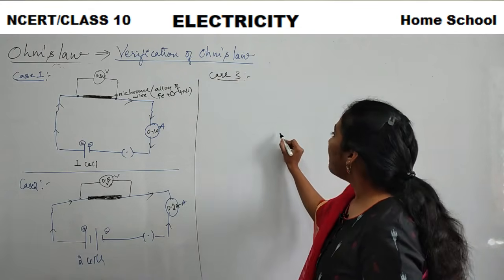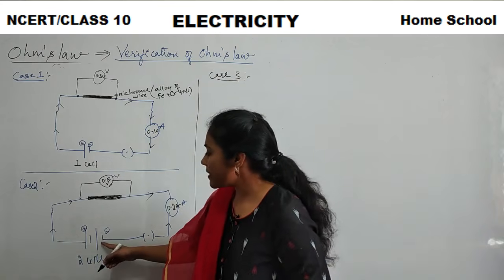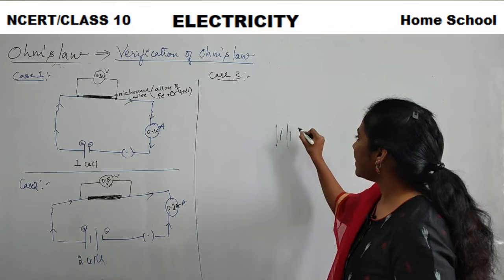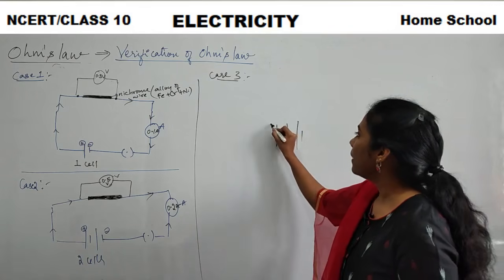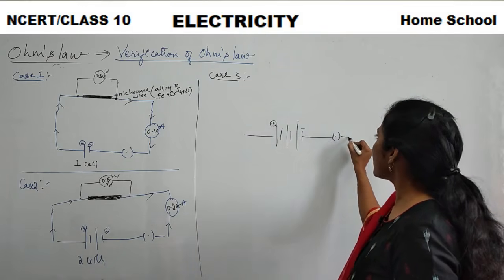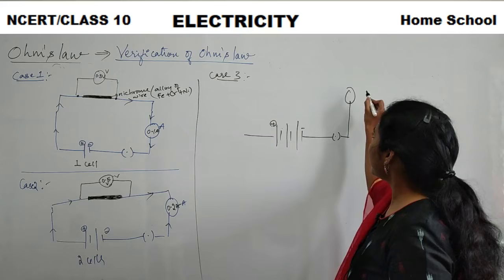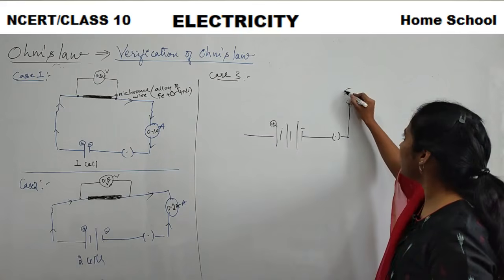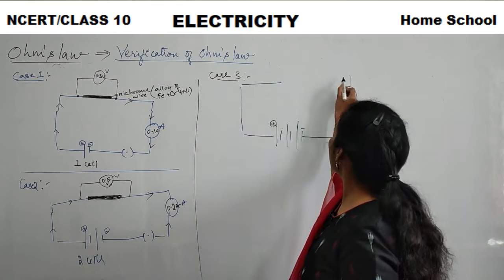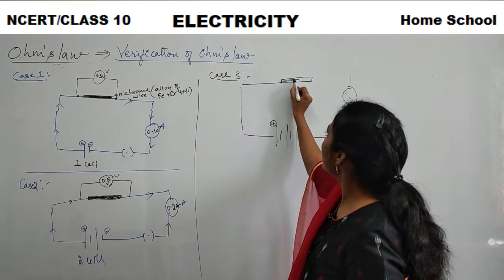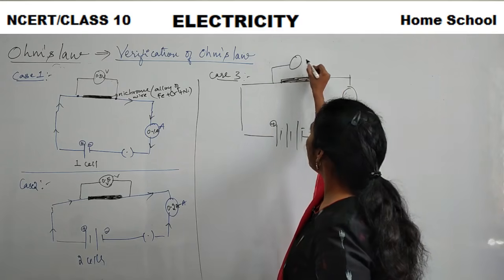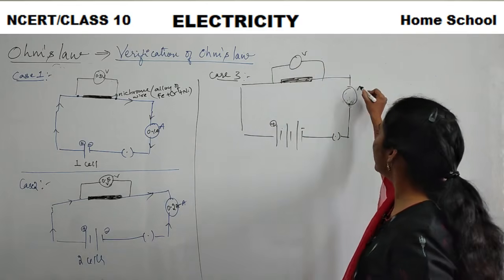Case 3. Okay, but here I am taking 3 cells. First cell, second cell, third cell. Positive, negative, and as usual the same setup, switch is there, right? And here I connect ammeter for measurement of current, and as usual here Nichrome wire is there, and across this you have voltmeter. This is voltmeter, this is ammeter.